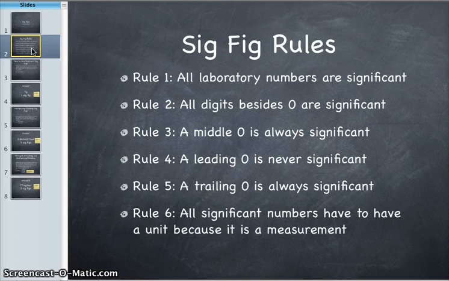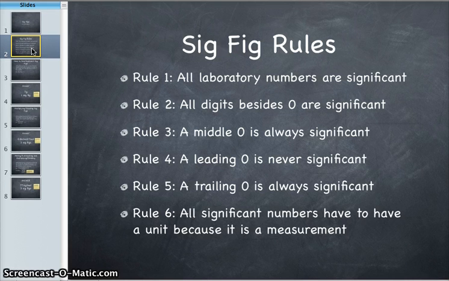So sig figs have rules, and the first rule is that every nonzero number is significant. Rule number 2 is that every digit besides 0 is significant, but there are different rules for 0. Rule number 3 is a middle 0 is always significant, meaning that if it's 303, the 0 would count because it's in the middle.